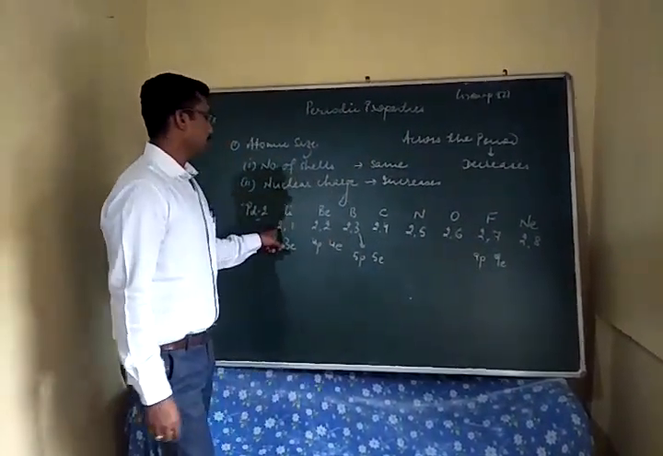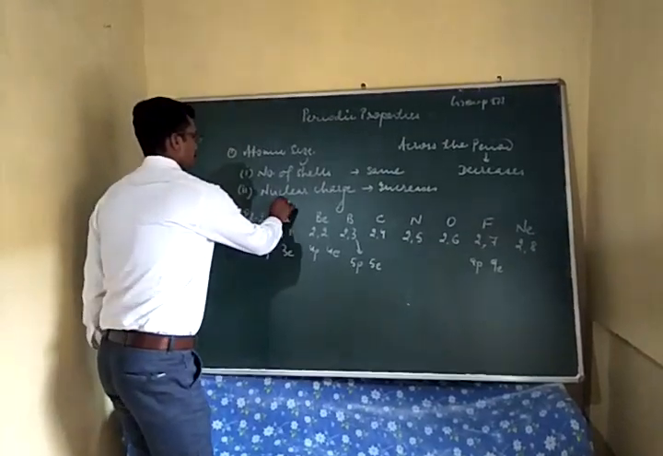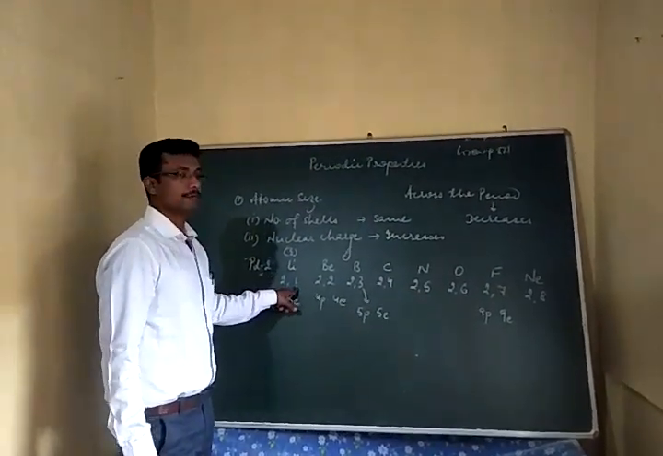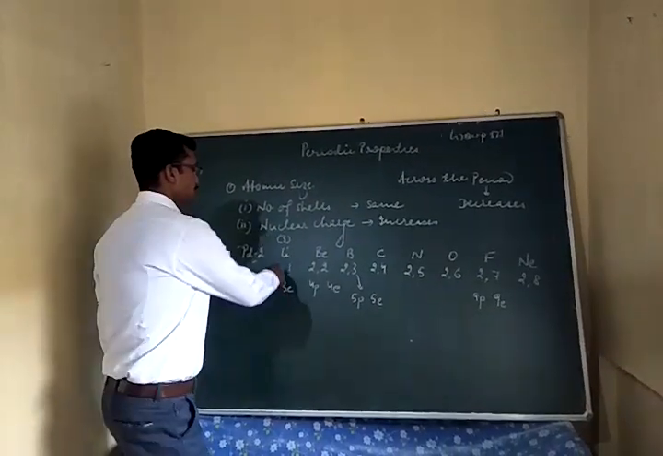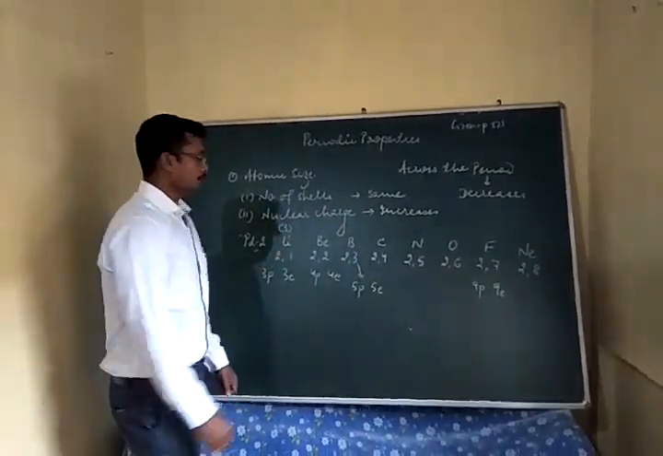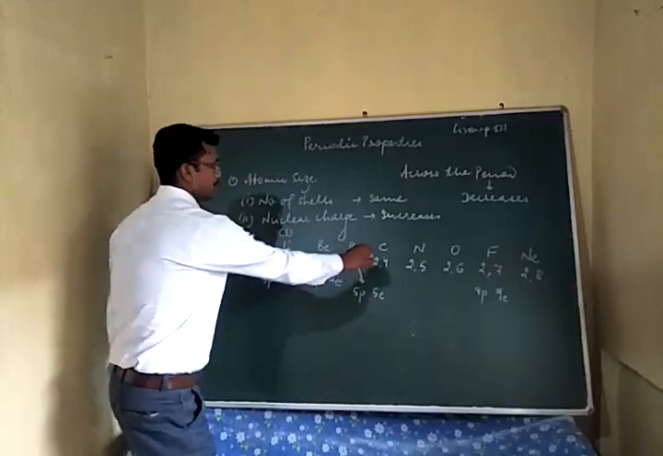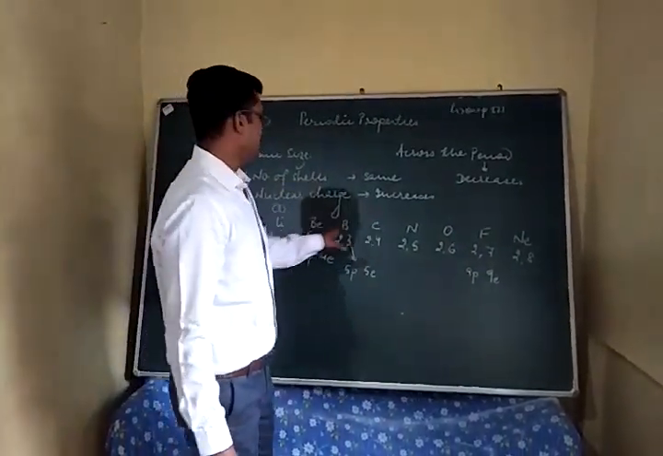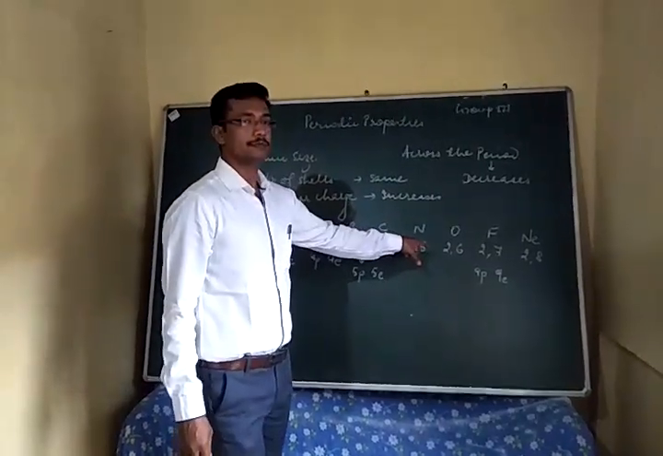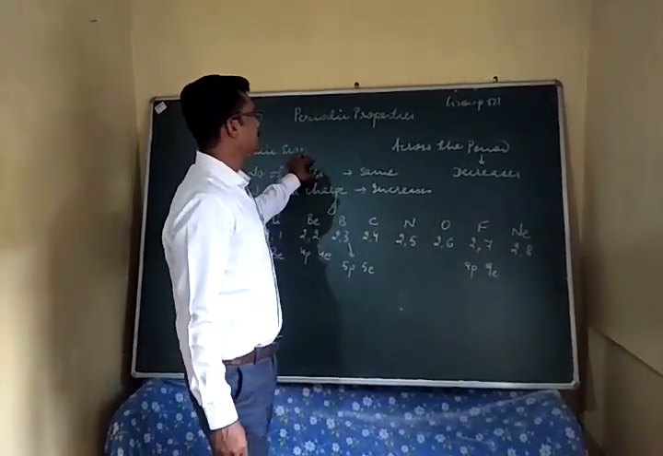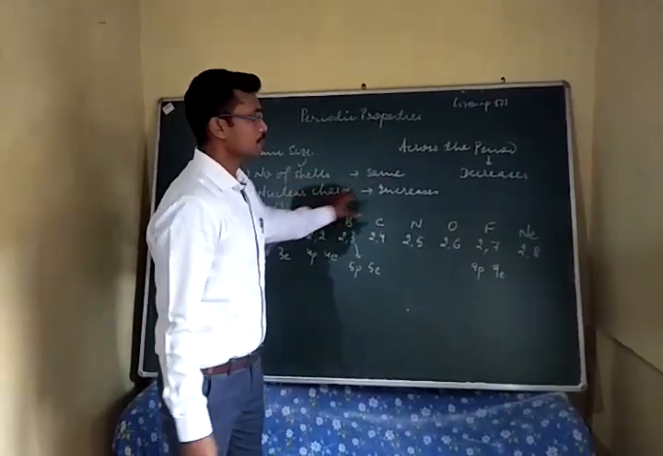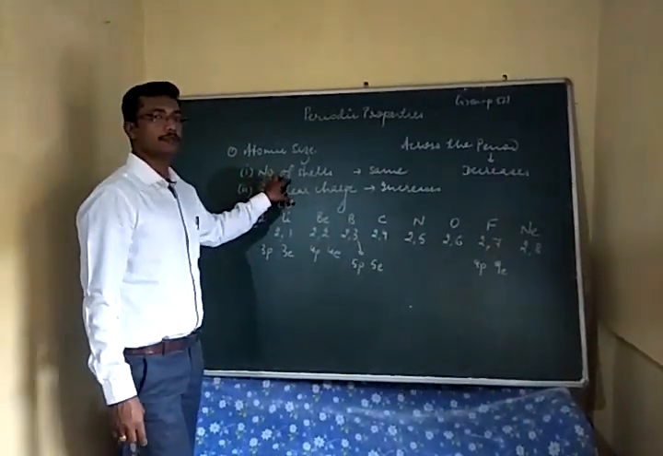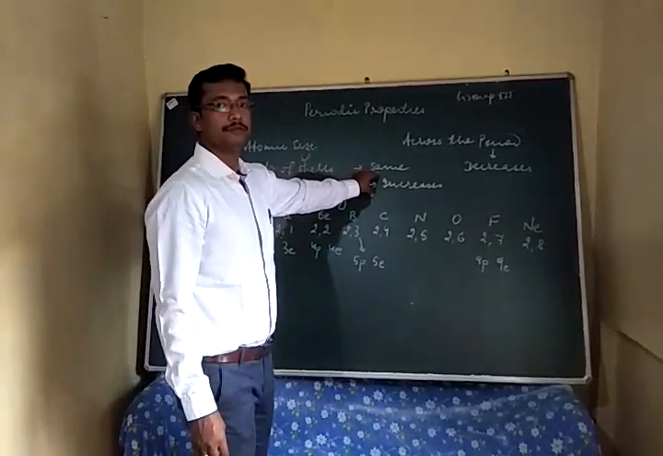Because lithium's atomic number is 3, its electronic configuration is 2, 1. So if you see from lithium to neon, the number of shells remains the same, because each of these atoms has 2 shells. So the number of shells will be the same on moving across the period. But at the same time, nuclear charge is increasing.